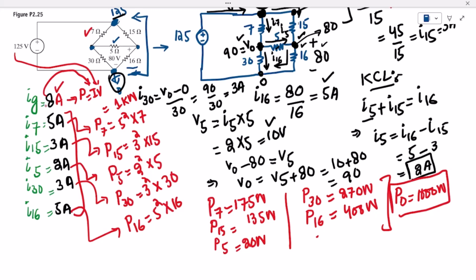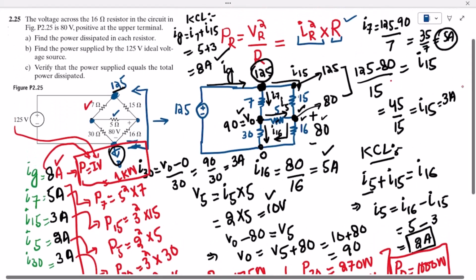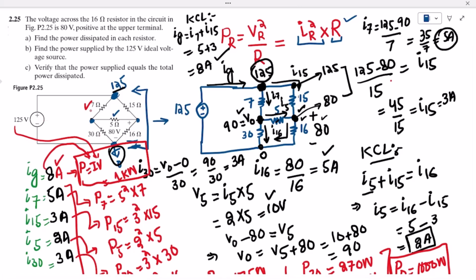In part B, we have also already found the value of the supplied power, and in part C we have to see whether these two are equivalent or not. So we have verified that the supplied power is 1000 watts and the consumed power is also 1000 watts.